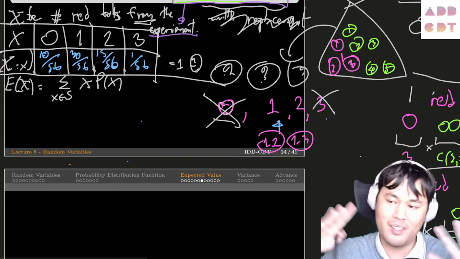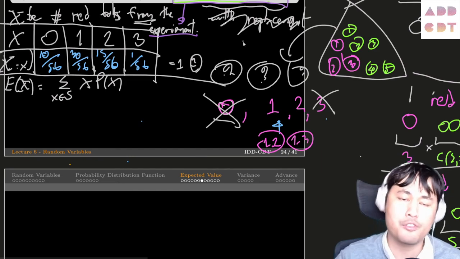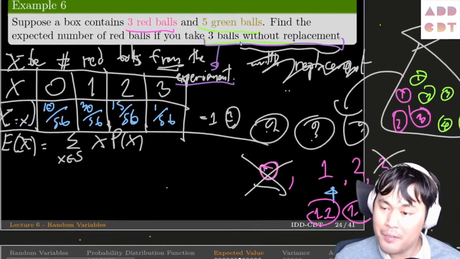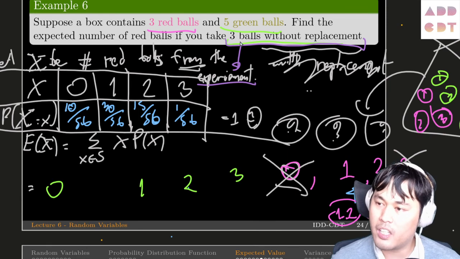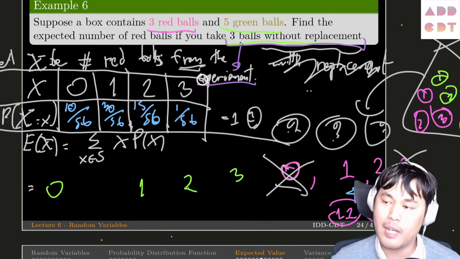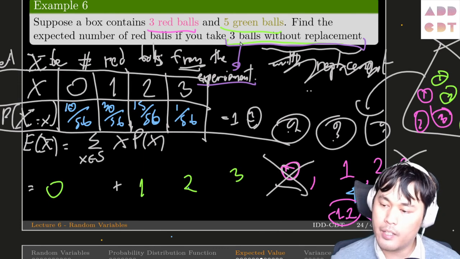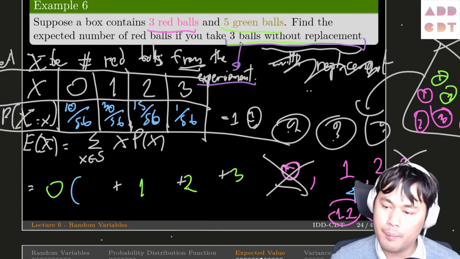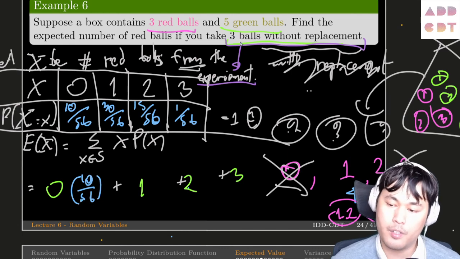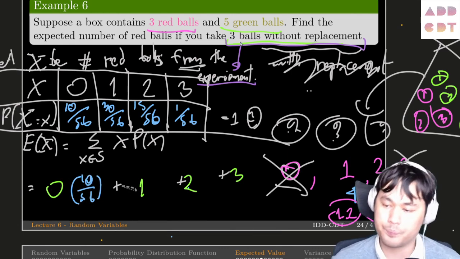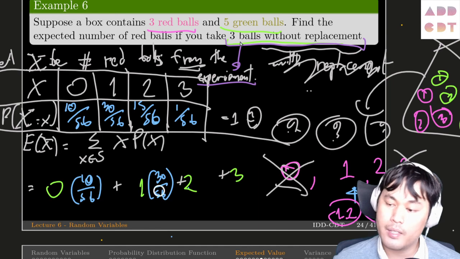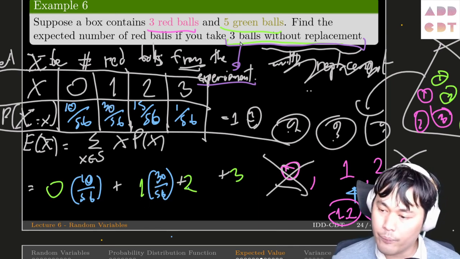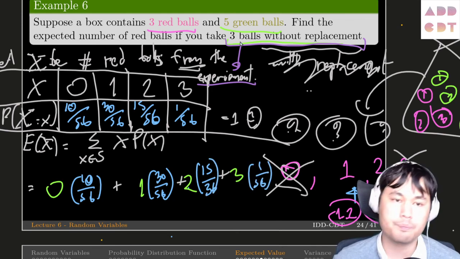And the first part is not about expected value, it's about constructing this kind of table. And once we have the table, now we can compute the expected value. So there are 4 different outcomes. We're going to have 4 terms, and in each term we multiply the value by the probability. The first one is 0 times 10 over 56, which you need to put there to make sure you get all the cases. Next we have 1 times 30 over 56. Next we have 2 times 15 over 56. And lastly we have 3 times 1 over 56.